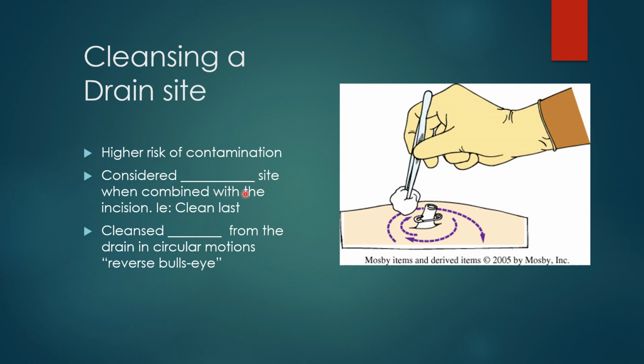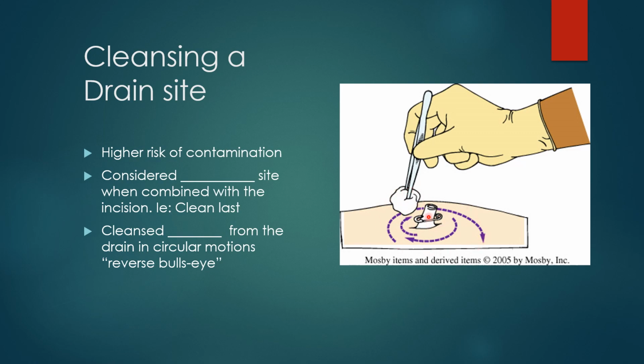It is considered to be the dirtiest site when it's combined with an incision. Oftentimes you will see an incision and on the end there will be a drain site. So it is considered to be the dirtiest site. So when we are cleaning incisions, we always clean from the cleanest to the dirtiest. So if it is the dirtiest site, we do clean it last. We clean the incision first. And we cleanse in a circular motion.